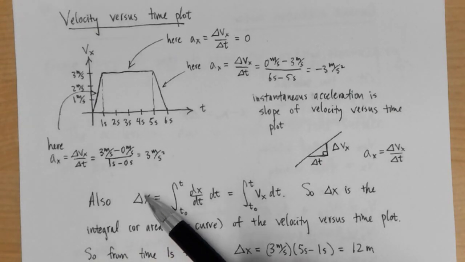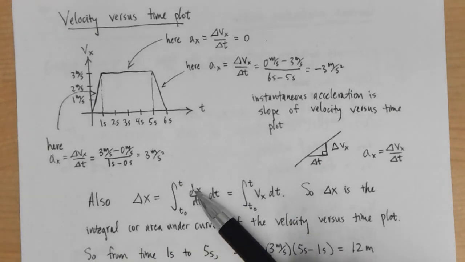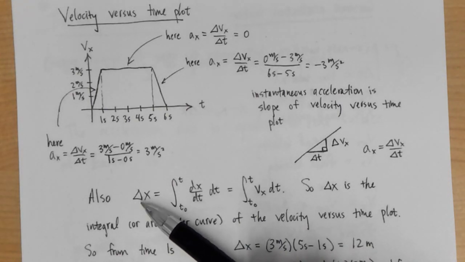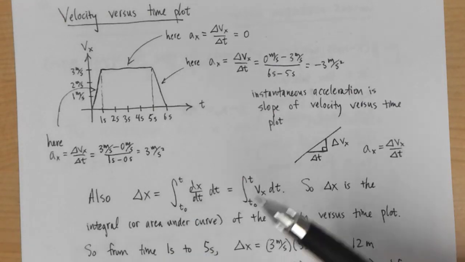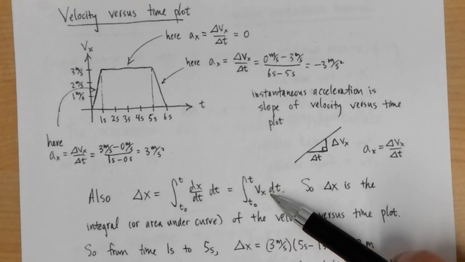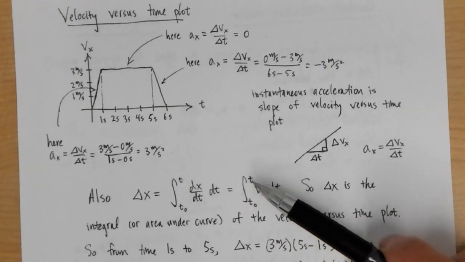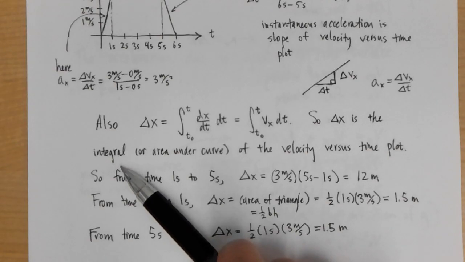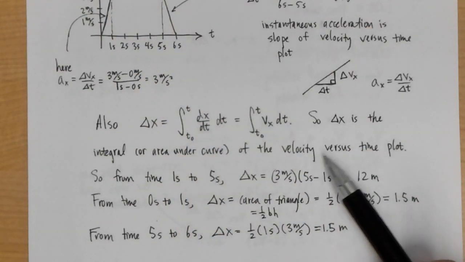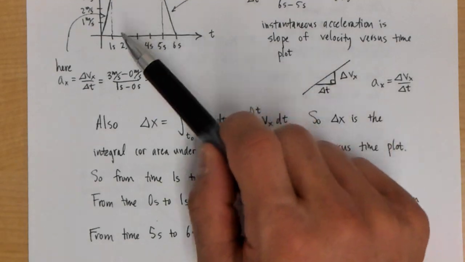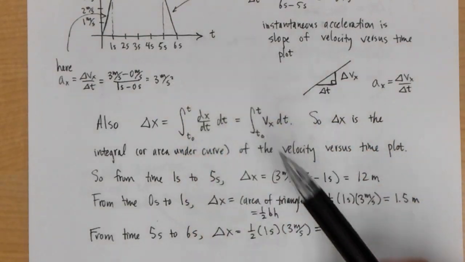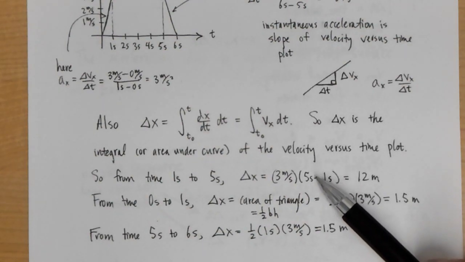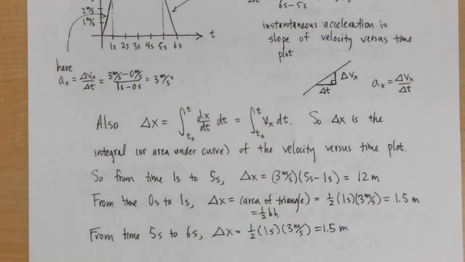Now we also can calculate delta x as the integral of the time derivative of x integrated with respect to time. That just gives the change in x. So that will be the integral of vx from t initial to t final, t0 to t. So delta x, the displacement, is the integral under the velocity versus time plot. So for example, from 1 to 5, we can calculate the area of this triangle. 3 is the height times 5 minus 1, 4 is the difference here. That comes to 12 meters.